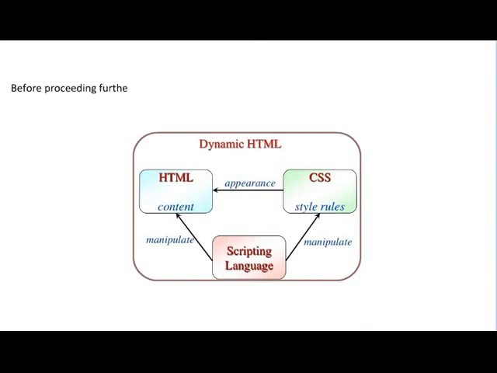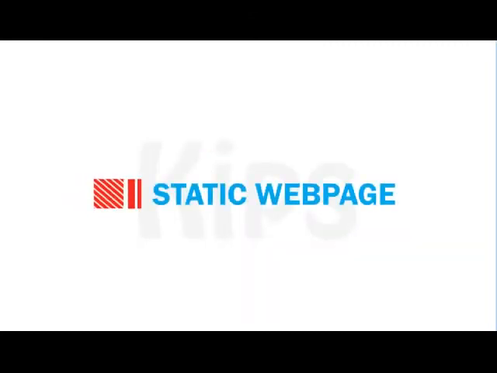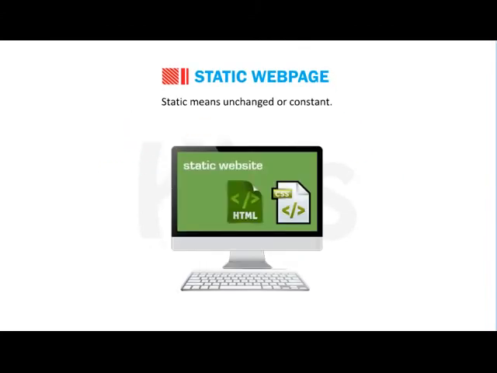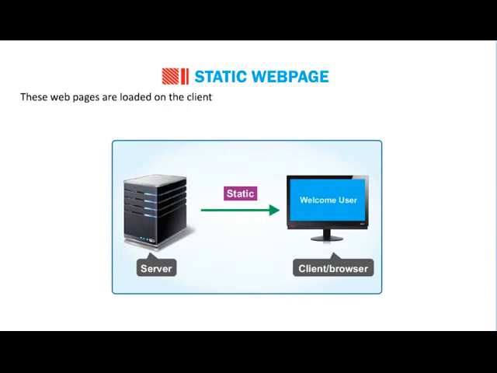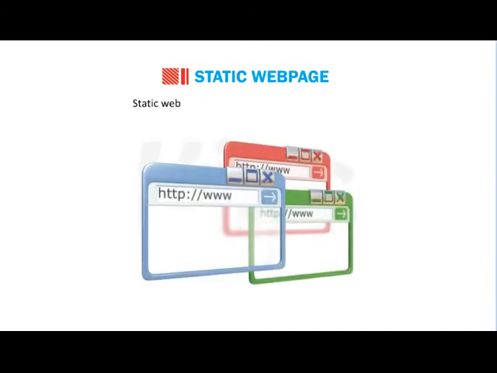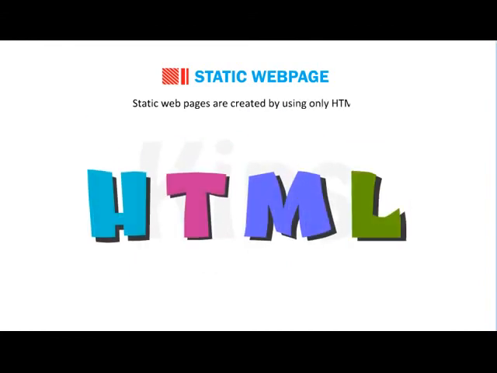Before proceeding further, it is essential to understand the difference between a static and a dynamic web page. Students, let us talk about static web page. Static means unchanged or constant. In static web pages, the contents of the web page remain stationary. These web pages are loaded on the client's browser exactly in the same way as they are stored on the web server. A user can only read the information but cannot make any modifications or interact with the data. Static web pages are created by using only HTML.